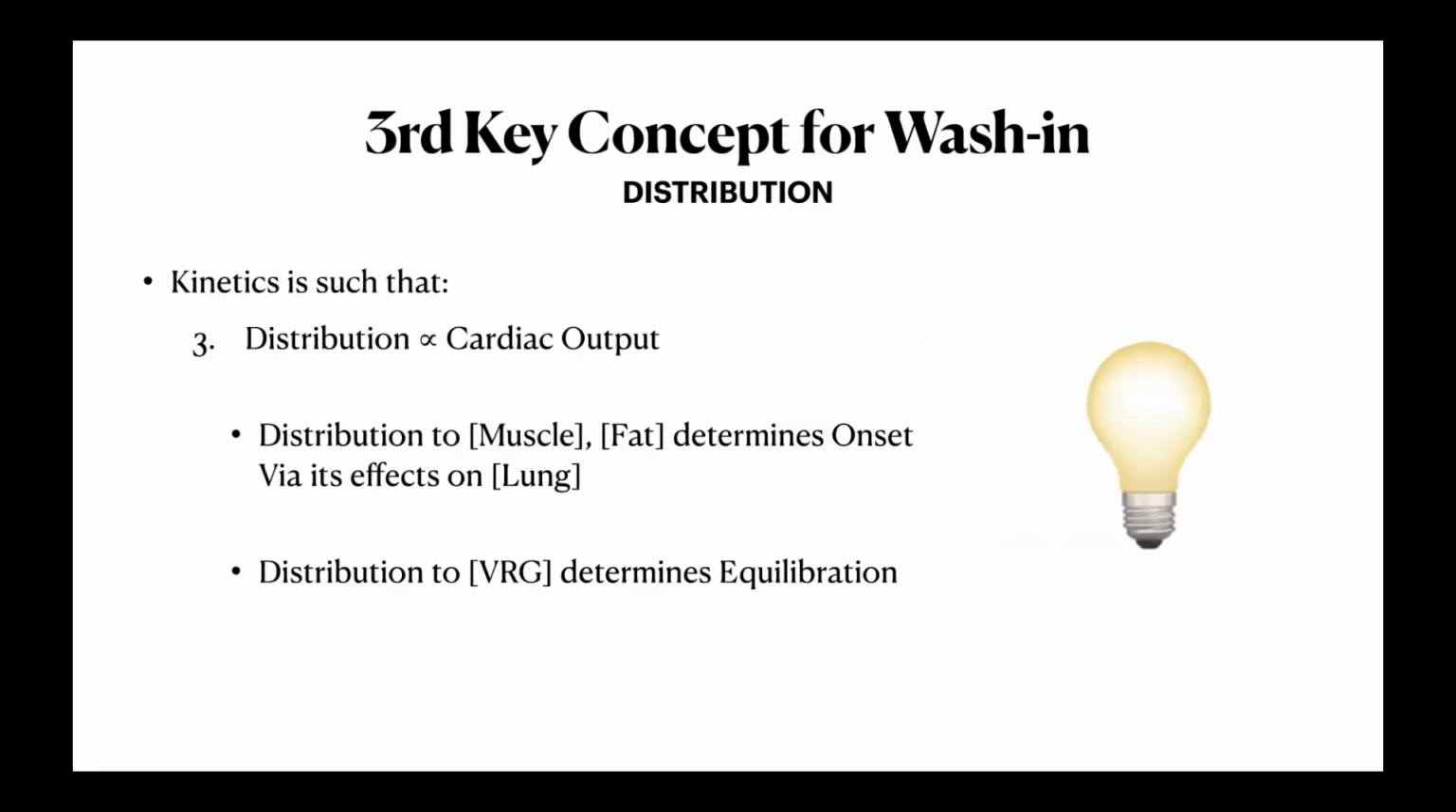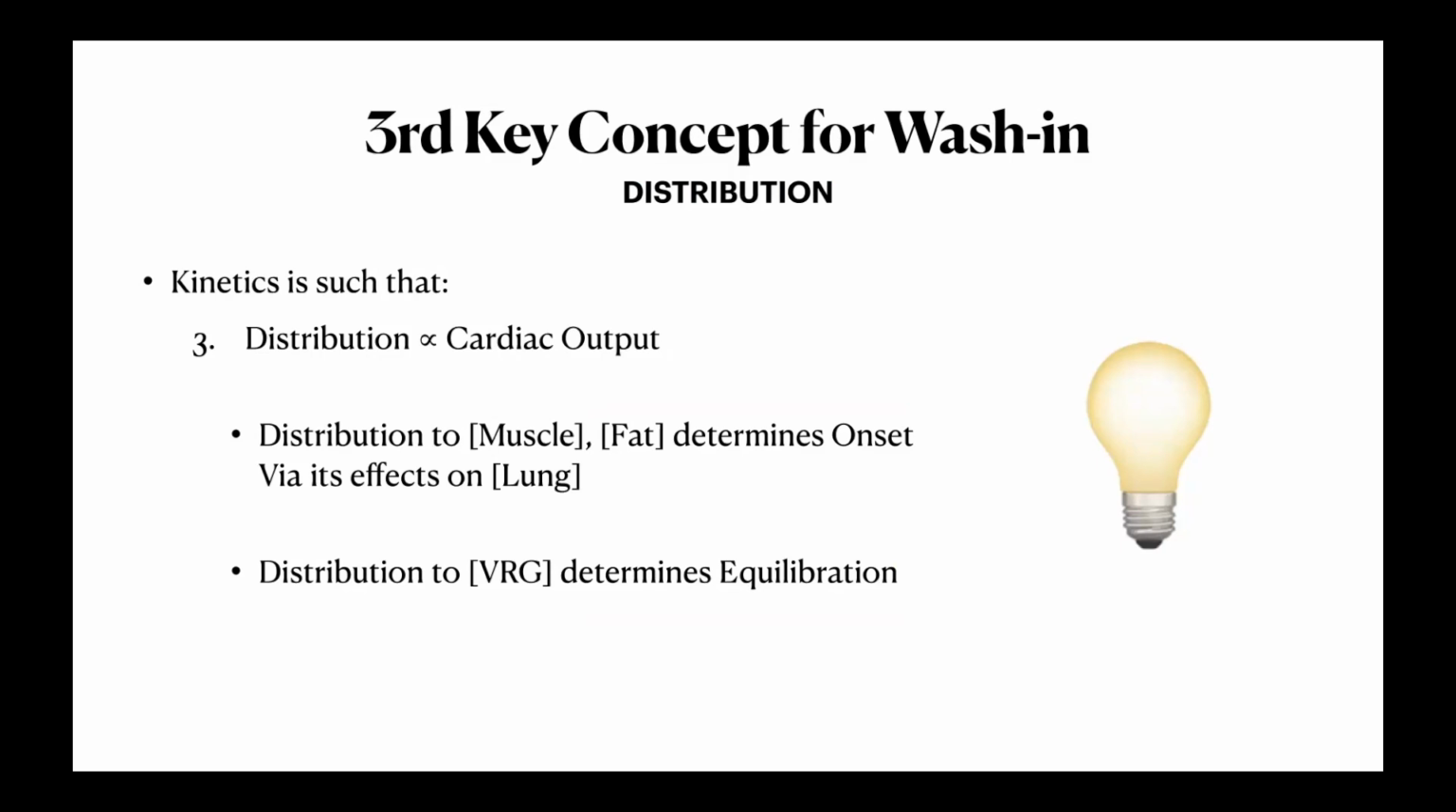Now, the third key concept for washing is the idea of what happens with distribution. So kinetics is such that distribution is proportional to your cardiac output. And distribution to your muscle, it's primarily muscle, so fat is kinetically slow, and for most cases, you can ignore it. For most cases, it's going to be muscle. And it's the distribution to muscle which determines onset.